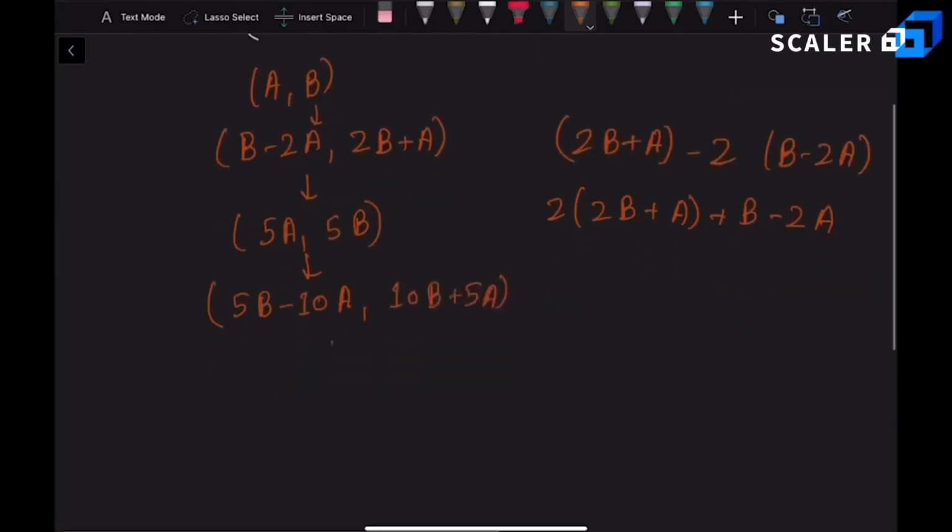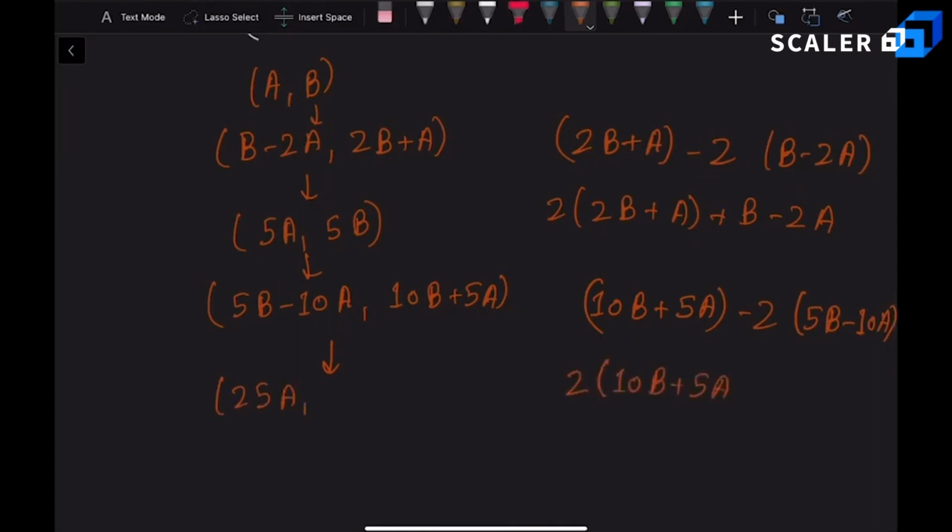Now again we do an operation, the value will change to b minus 2a, where b is 10b plus 5a, minus 2 into a, where a is 5b minus 10a. So this will be 25a, and the value of b will be 2 into b plus a, where b is 10b plus 5a, plus a, and a is 5b minus 10a. So this will be 25b. So you can notice that after every two operations, the value of (a, b) changes to (5a, 5b). So from (a, b) we get (5a, 5b). Again when we do two operations, we get (25a, 25b), and so on.